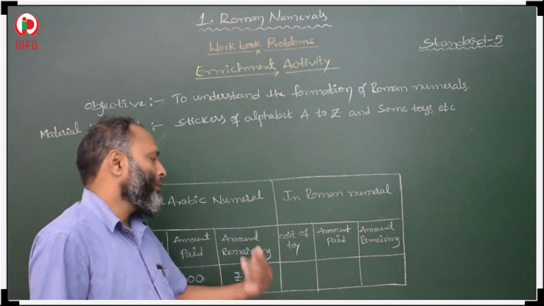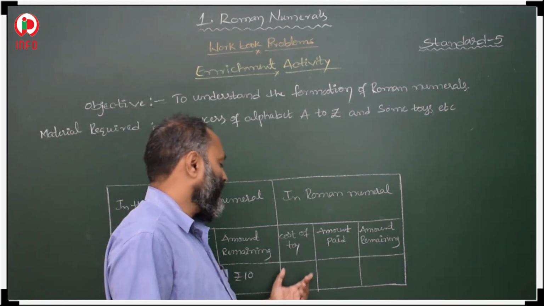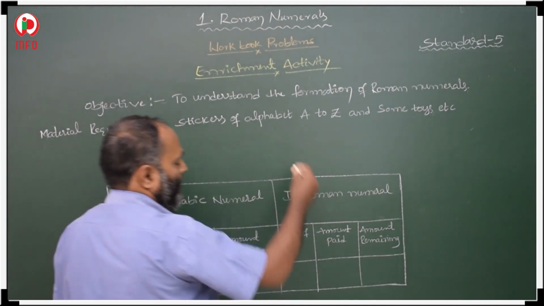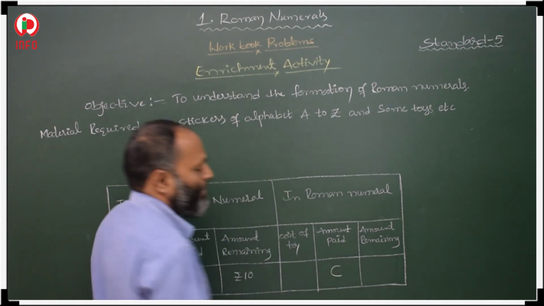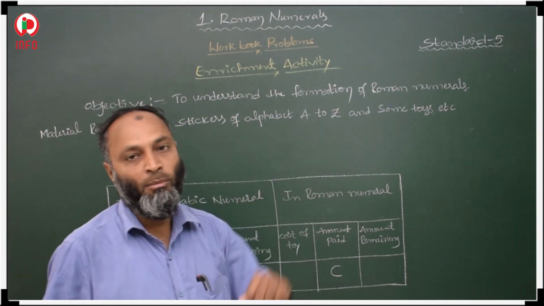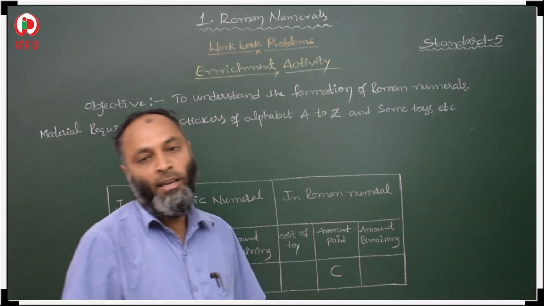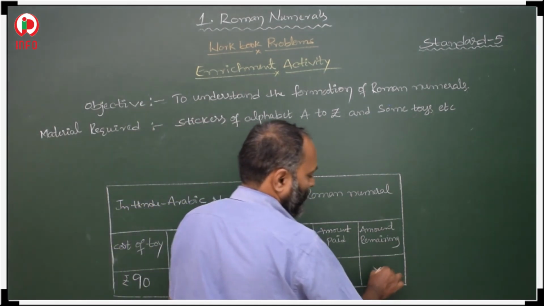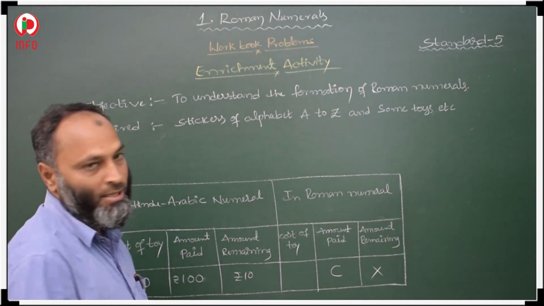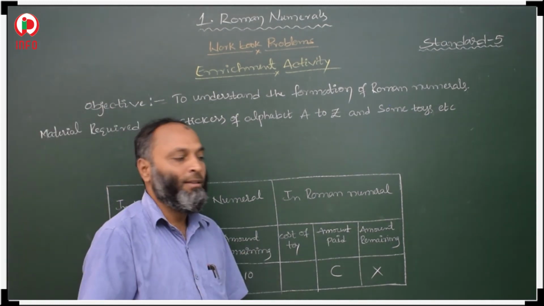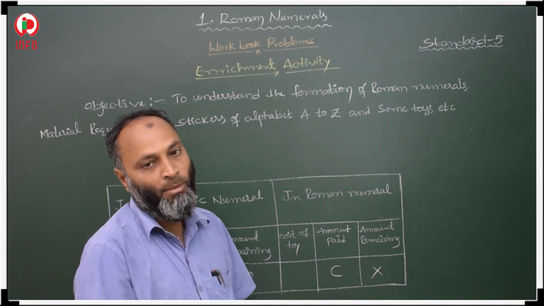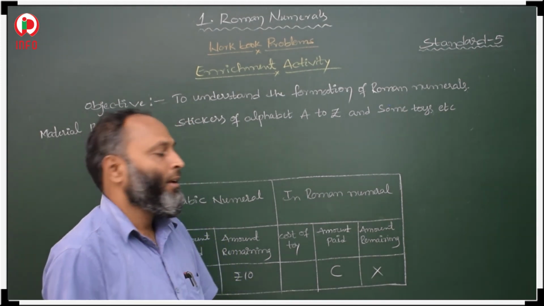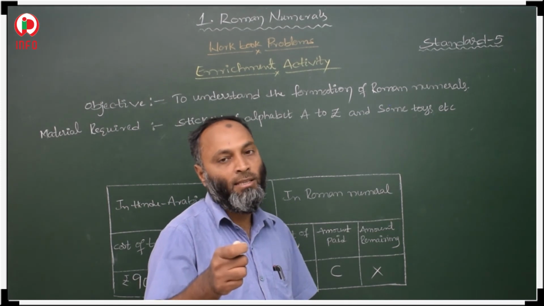So in Roman numerals, how do we write the cost of the toy? The amount paid: the student came and gave the alphabet C. C means 100 rupees. They have A to Z alphabets with them, no? In that he gave the C alphabet, meaning he gave 100 rupees. And the amount paid back, he gave the X alphabet. The one who wanted to purchase the toy gave C, and the seller gave back X.